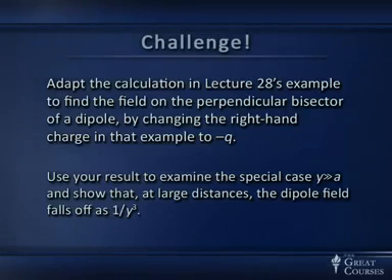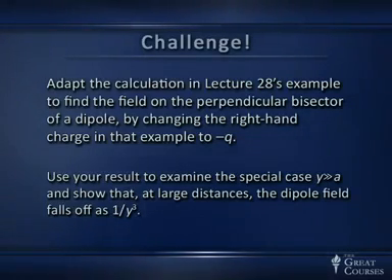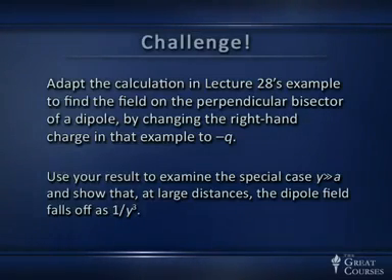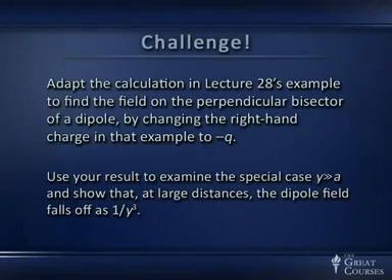And I'd like you to use your result to examine that special case we looked at before, the case where the distance to the third charge, or to the point where we're evaluating the field, is very large. And I want you to show from that the dipole field falls off as 1 over y cubed. So take a look at that problem and go to work on it, and let's then come back and look at the solution.